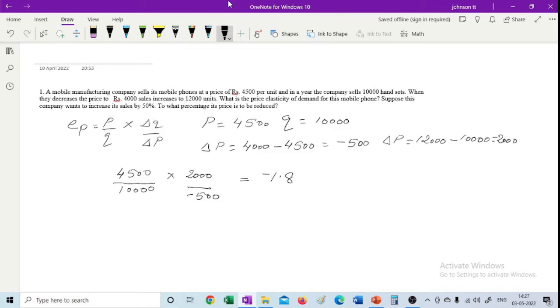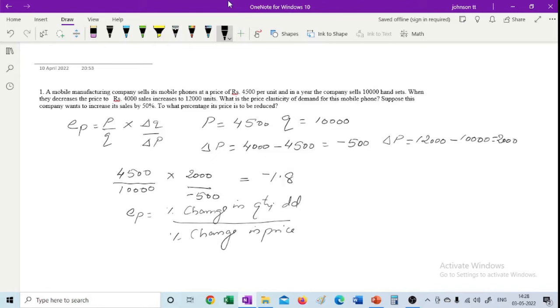Next part is, suppose this company wants to increase its sales by 50%, to what percentage its price is to be reduced? So we know that the basic formula of elasticity of demand is EP equals percentage change in quantity demanded divided by percentage change in price. This is the basic formula. So here we know that EP is 1.8. So we substitute everything to find to what percentage the price is to be reduced.